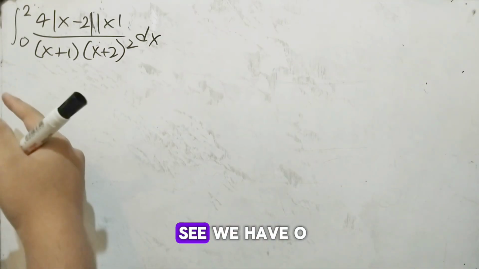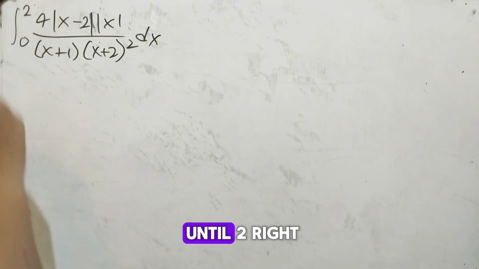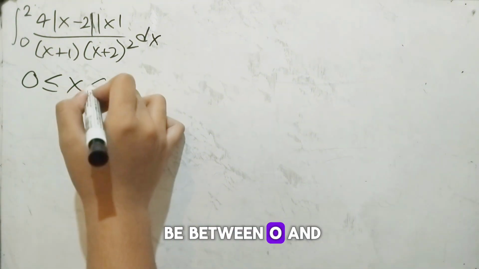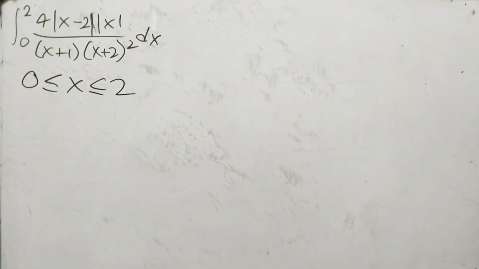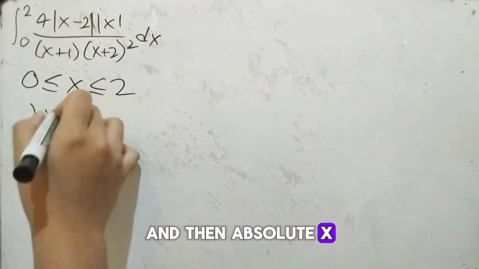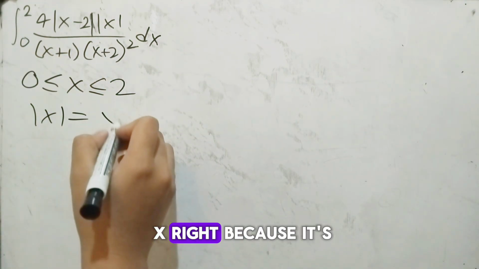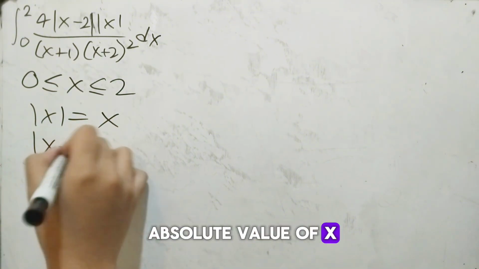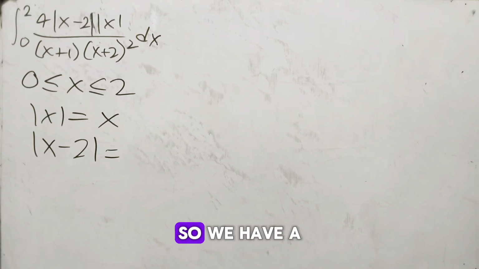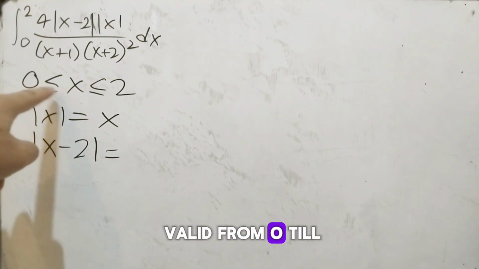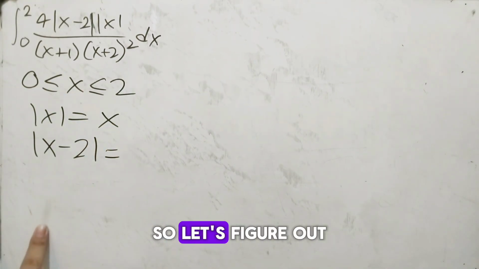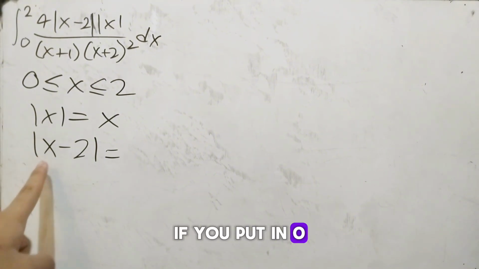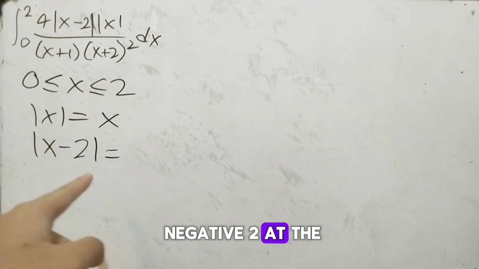As you can see, we have 0 until 2, right? So the x here is just going to be between 0 and 2. And then the absolute value of x, because this is positive, that means this is x, because it's always positive. And then for the absolute value of x minus 2, let's think about it. We have a value from 0 until 2, right? So let's figure out what will happen if we put in 0. If we put in 0, 0 minus 2 is negative 2. The absolute value is 2, right?